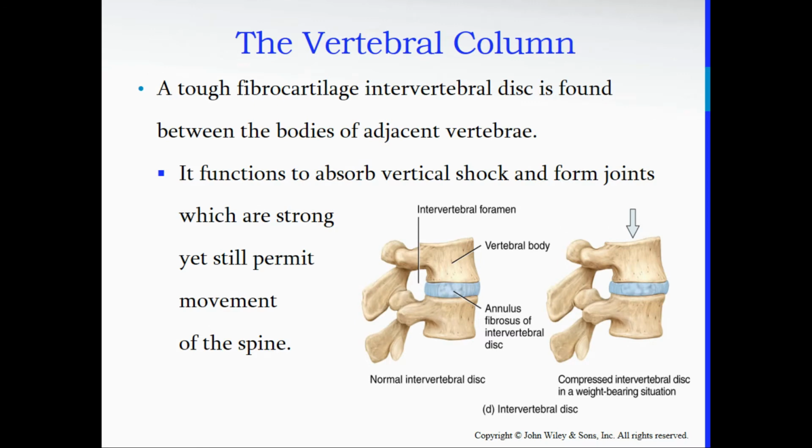A tough fibrocartilage intervertebral disc is found between the bodies of adjacent vertebrae. Remember, we talked in the tissues unit about the difference in the kinds of cartilage: hyaline cartilage, fibrocartilage, and elastic cartilage. And the fibrocartilage is that tough, fibrous kind of cartilage that will make the intervertebral discs. It functions to absorb vertical shock and form joints which are strong yet still permit movement of the spine.